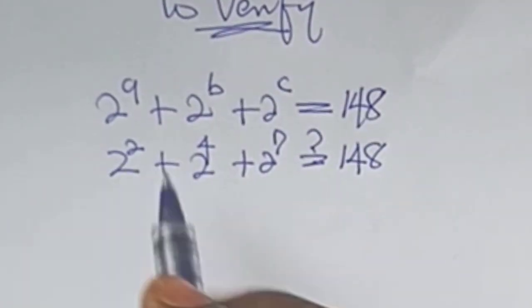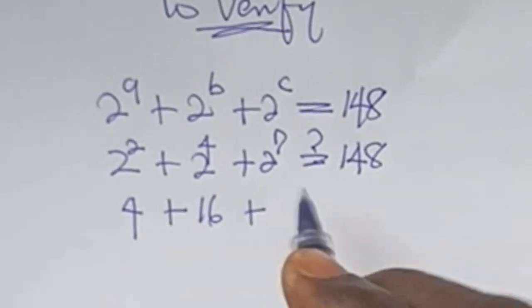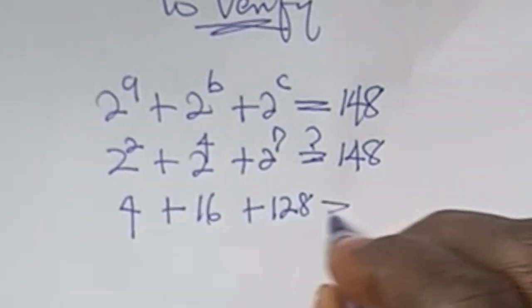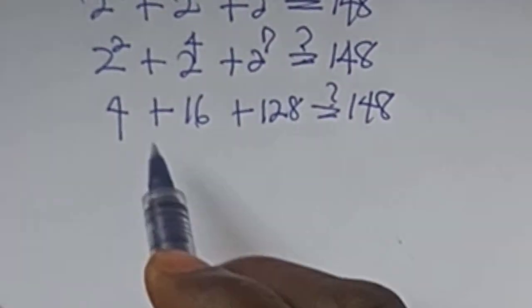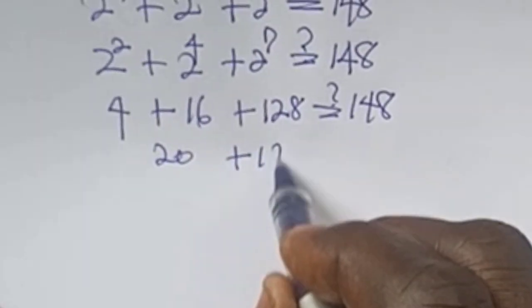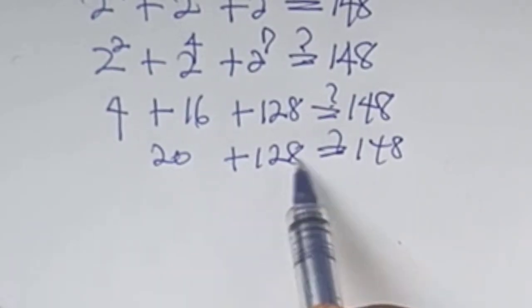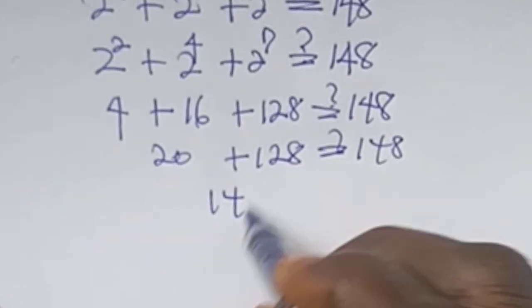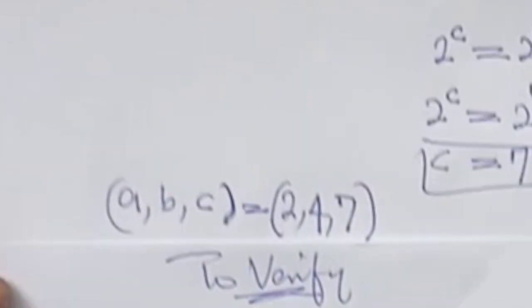For 2 to the power of 2, that is 4, plus 2 to the power of 4, that is 16, and also 2 to the power of 7, that is 128. Would this be equals to 148? 16 plus 4, that will be 20, plus 128, would this be equals to 148? 0 plus 8, that is 8. 2 plus 2, and it's 4, and this is 1. So 148 is equals to 148. And we are fine. So it is true that the value of a, b, and c respectively.